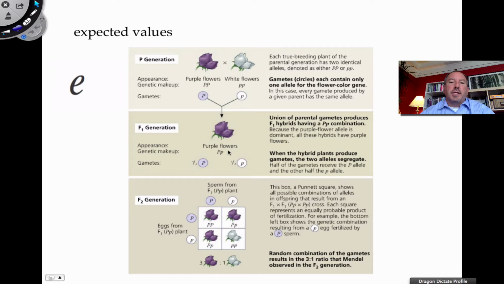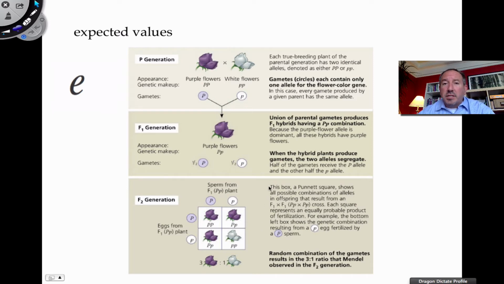As it turns out, when you're doing an F2 cross, and you cross the heterozygous, in other words purple and purple, when you look at the segregation of alleles, you would expect 3 purples to 1 white phenotypically. So that would be the expected ratio. A 3-to-1 ratio would be your expected.